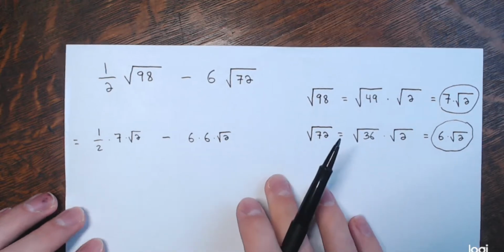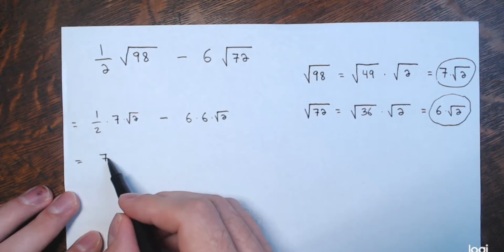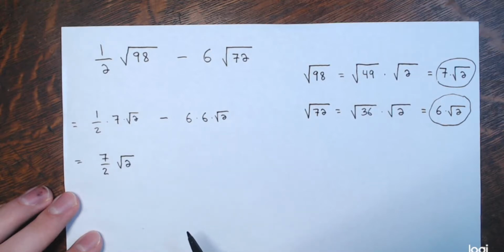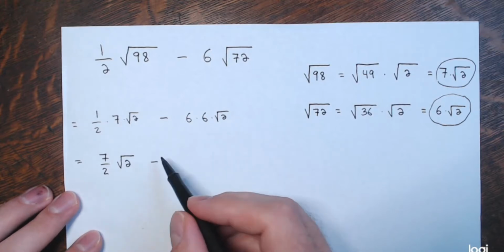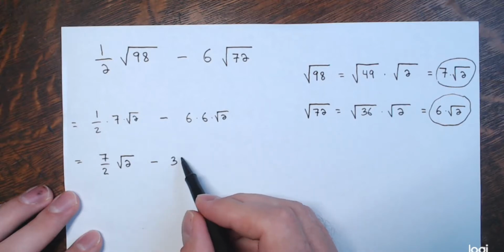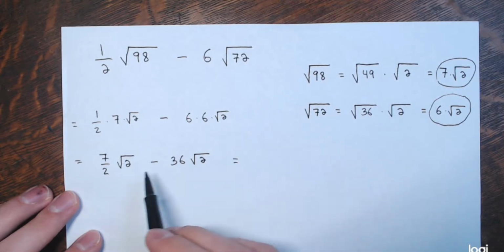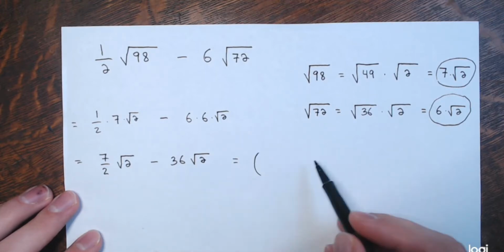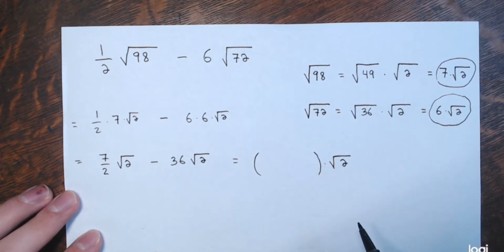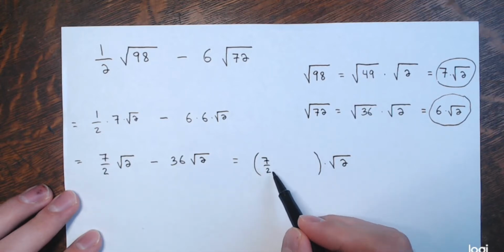Multiplying the numbers, we can do that, right? Now, 1/2 times 7 is just 7/2. So we have 7/2 times the square root of 2, minus, and then 6 times 6 is 36. So 36 times the square root of 2. And now both of these have the square root of 2 in common. You can factor that out and just combine the numbers. I'm factoring out the square root of 2, and the other factor would be 7/2 minus 36.